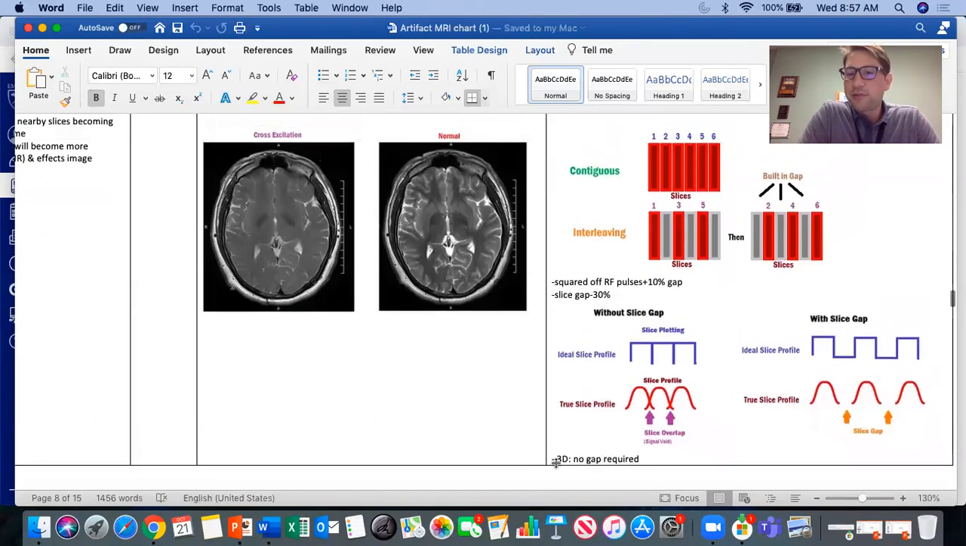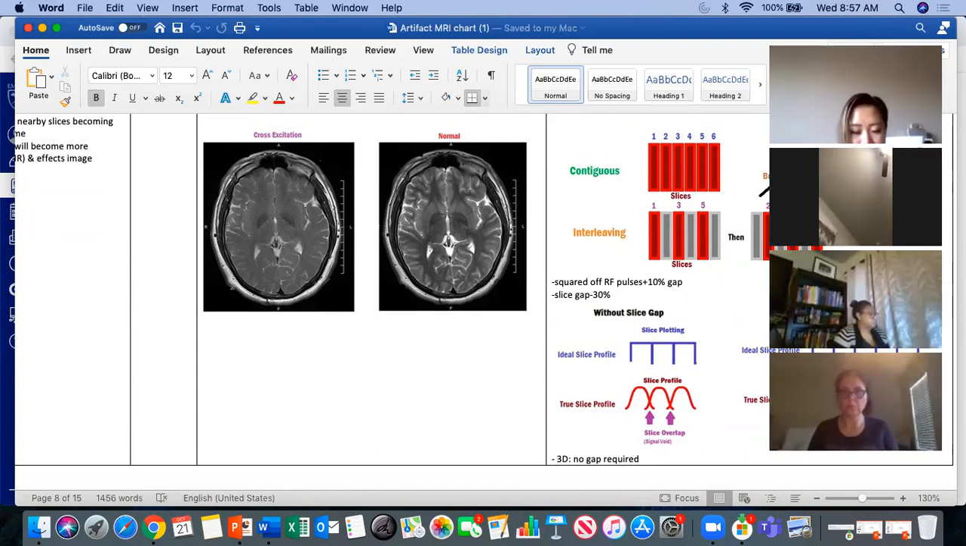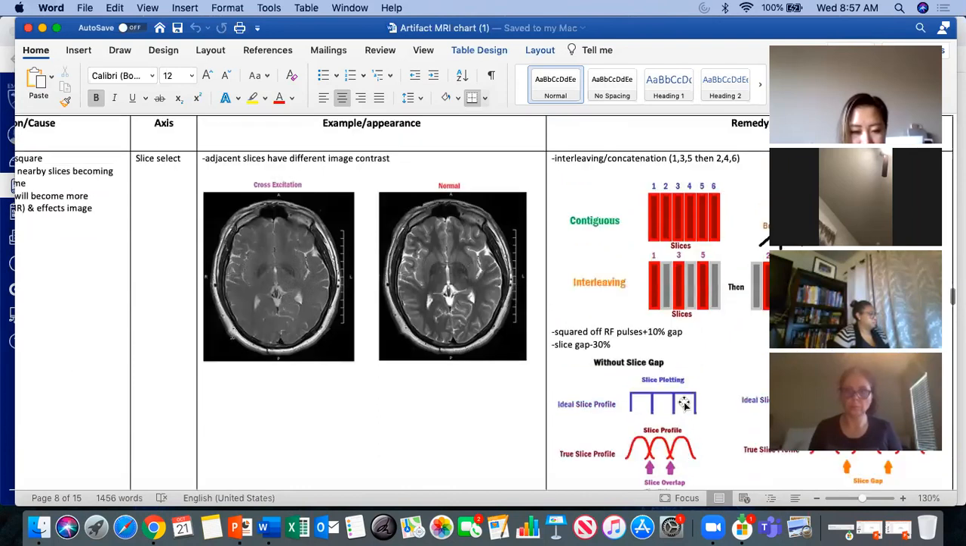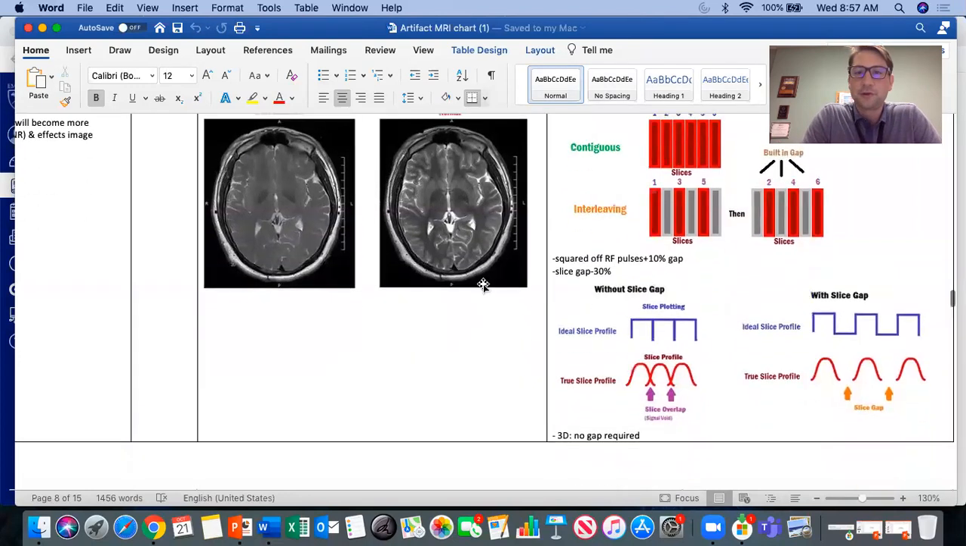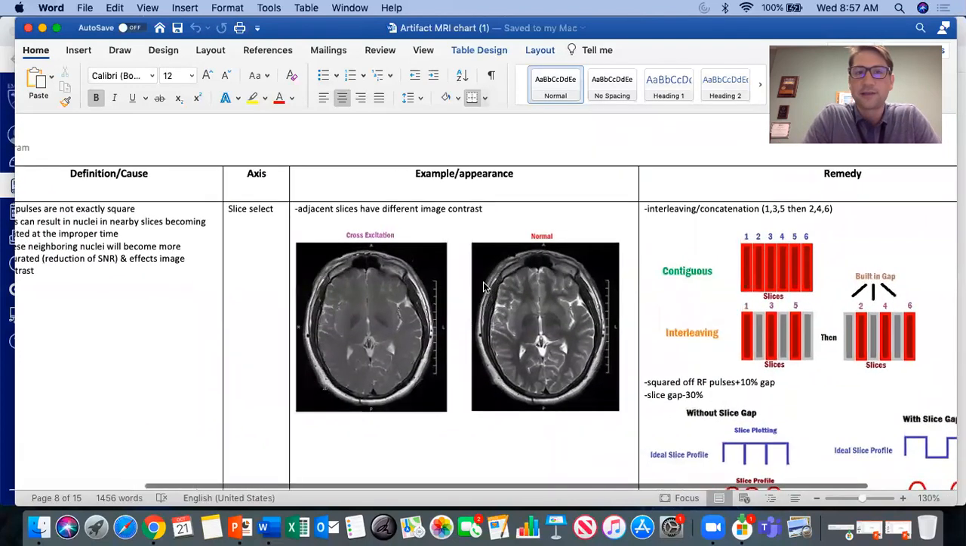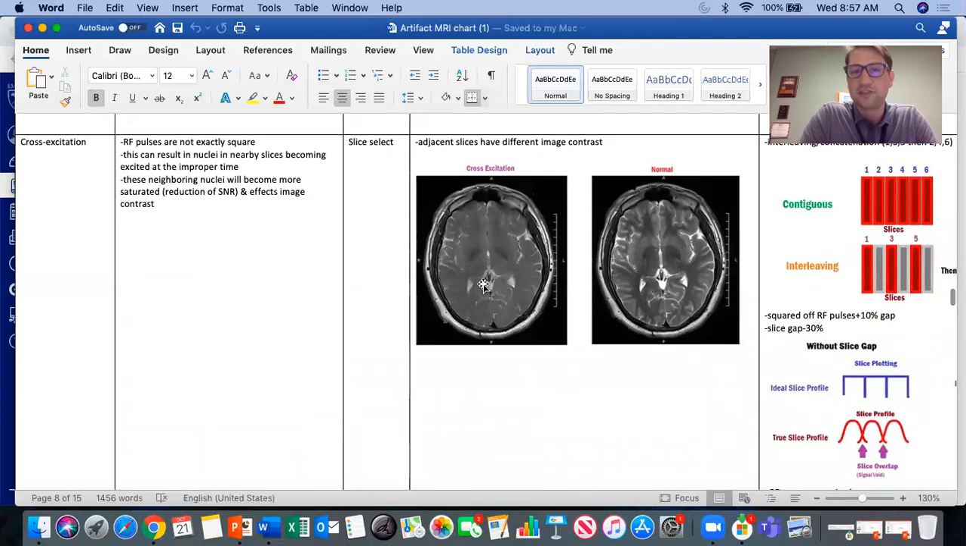Or you could scan 3D, and instead of doing slices, you could do a slab. I know you guys have probably seen that on your scanner, where you go from a 2D to a 3D, and it gives you the option of slab instead of slice. That's what it means. We're exciting a whole area. So instead of, in this example, slices 1 through 6, we just basically excite an entire slab. So those are some remedies for cross-excitation. So once again, don't get crosstalk and cross-excitation confused.